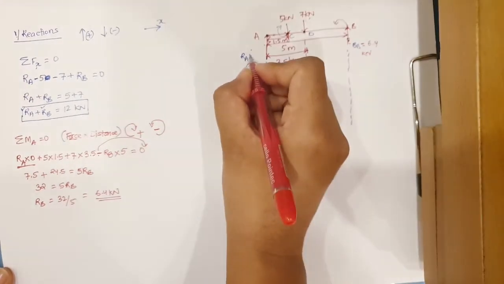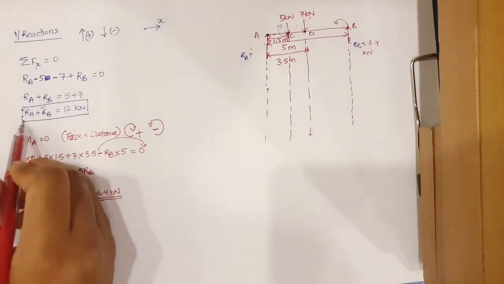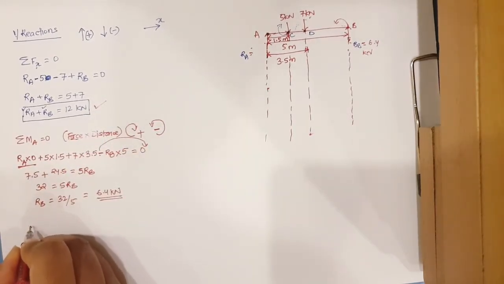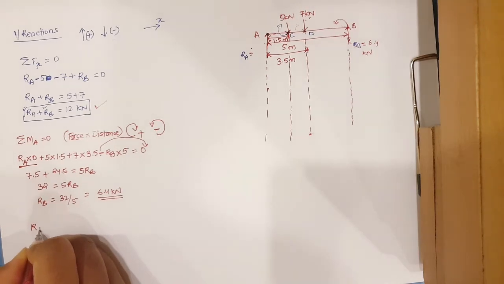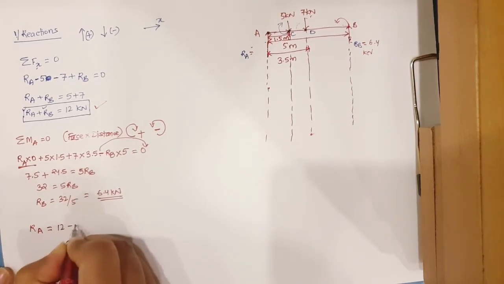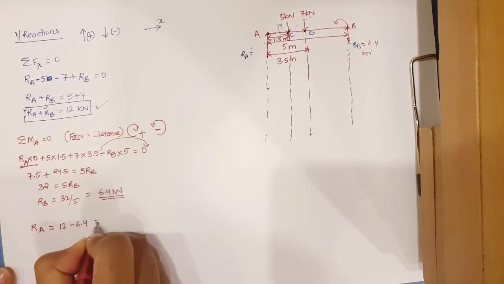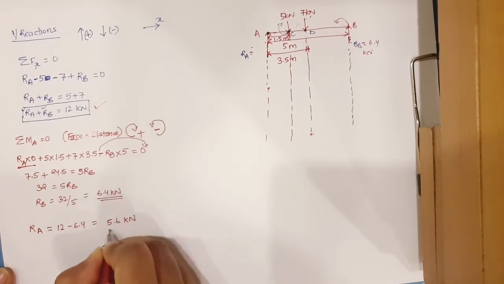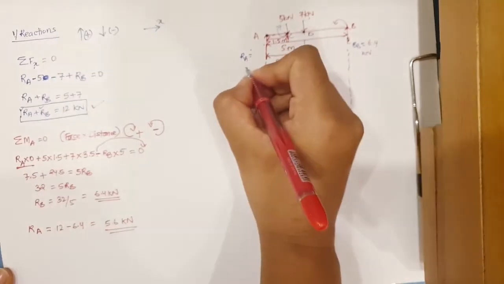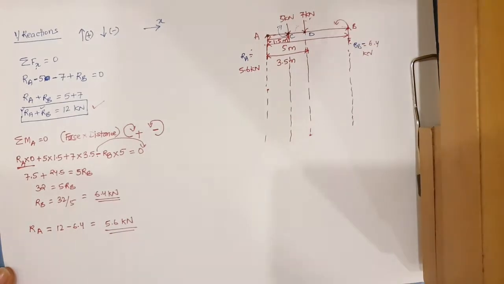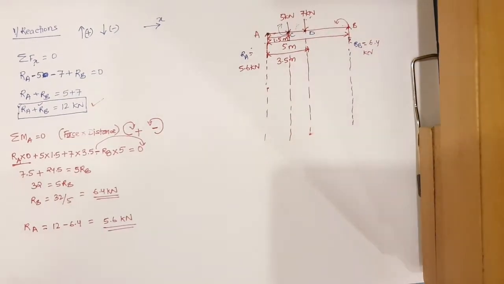Okay, now we can find RA easily. From this equation here we can find RA, which will be coming equal to RA equals to 12 minus 6.4 will be coming equal to 5.6 kilonewton. So this is the reaction. So यहाँ पर कितना आ रहा है 5.6 kilonewton. So we have these forces here.